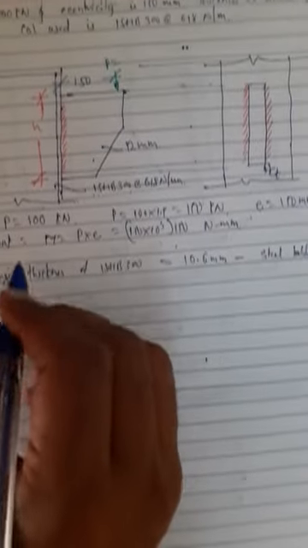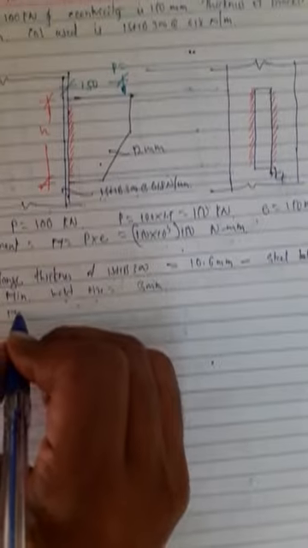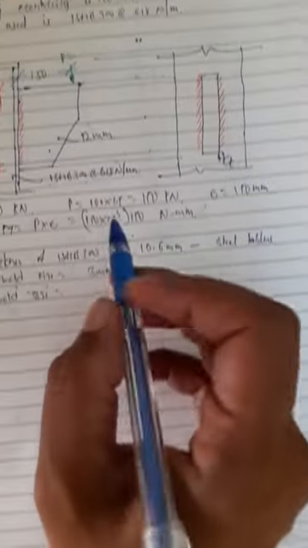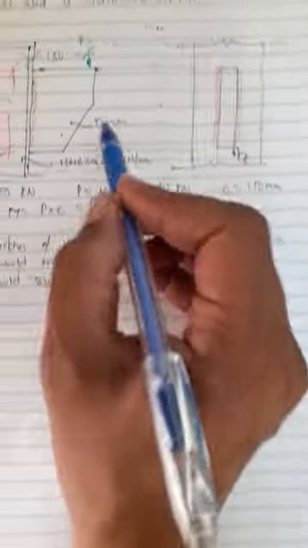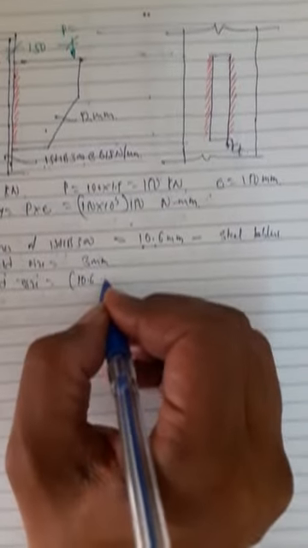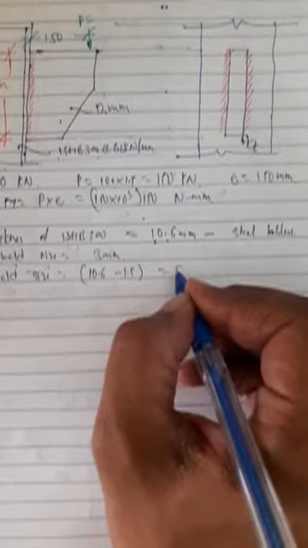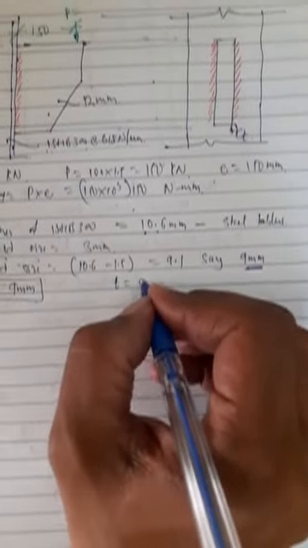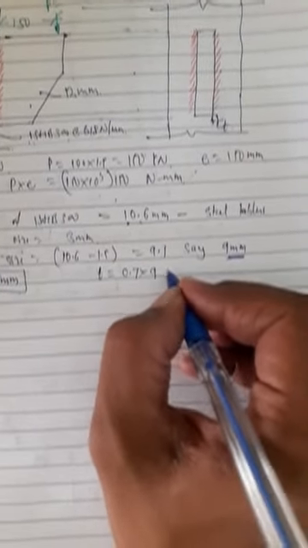Next, minimum size of weld is 3 mm. Maximum weld size is equal to thickness of thinnest plate. So I am going to compare 10.6 with 12. So thickness of thinnest plate is 10.6 minus 1.5. So I get 9.1, say 9 mm. So size S is equal to 9 mm. Throat thickness T is equal to 0.7 into S, 0.7 into 9, that is 6.3 mm.